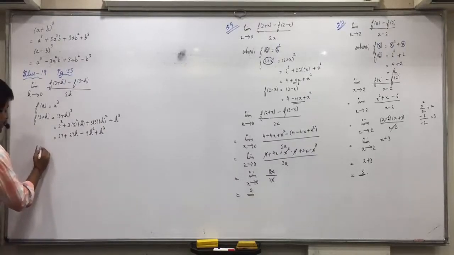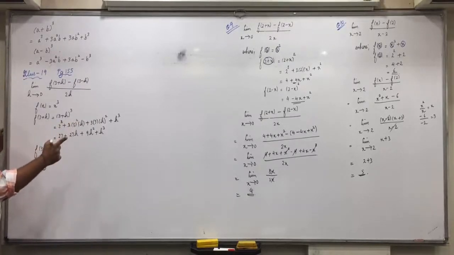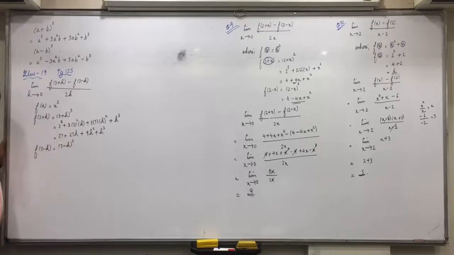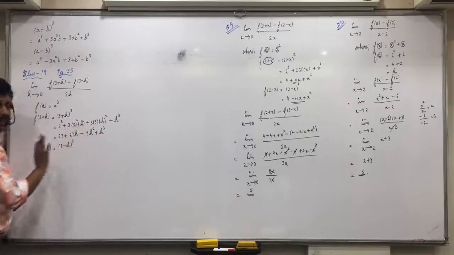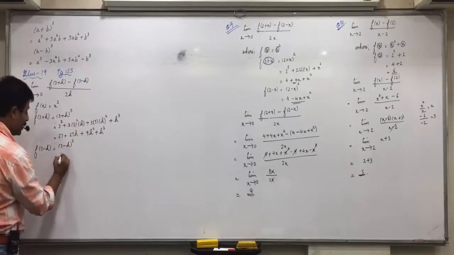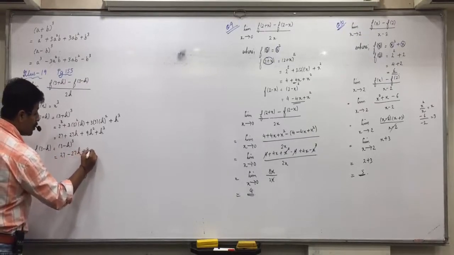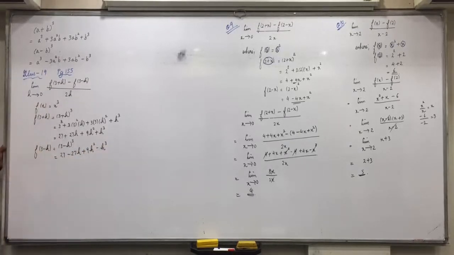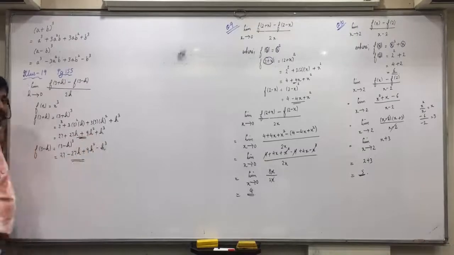Now f(3-h), as I told you earlier also. No need to solve it completely again. 3 plus h will become 3 minus h whole cube. The values will remain same. It will become minus plus minus. So no need to solve it entirely again: 27 minus 27h plus 9h square minus h cube. Did you all understand this?